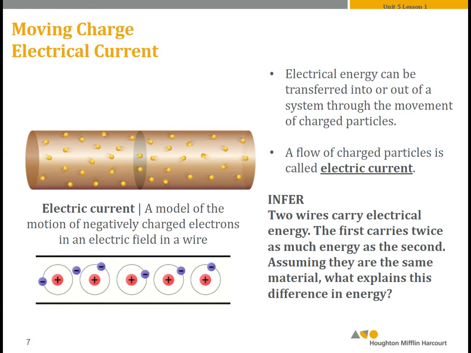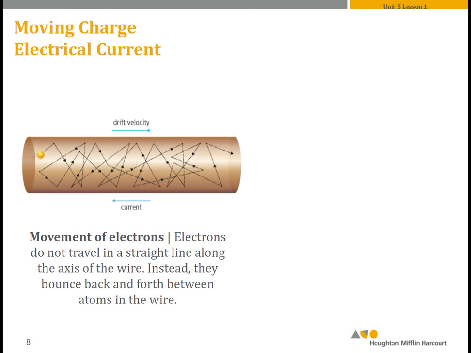So if you have two wires carrying electrical energy, and the first one is carrying twice as much energy as the second, think about if they're both copper wires, say, what explains this difference in energy? Well, there could be a few different things, right? Let's look at this next image.